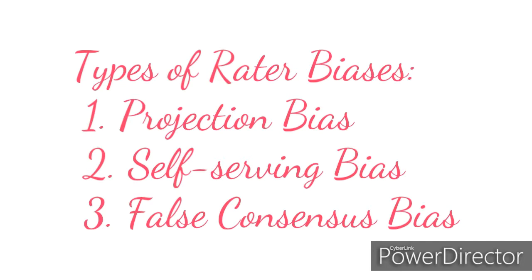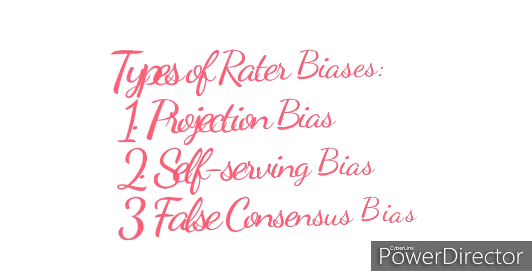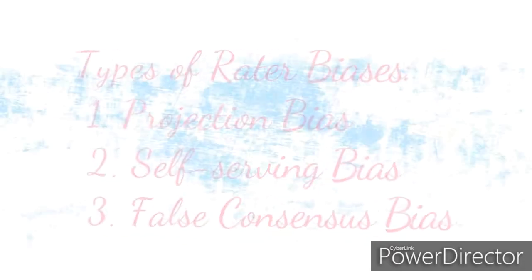Here are some of the types of rater biases. They are projection bias, self-serving bias, and false consensus bias.